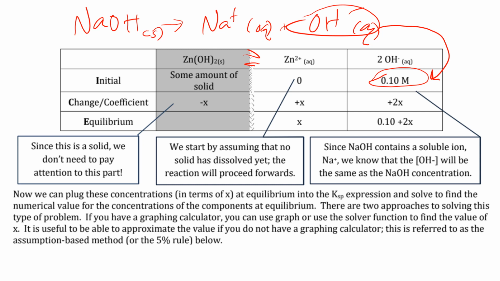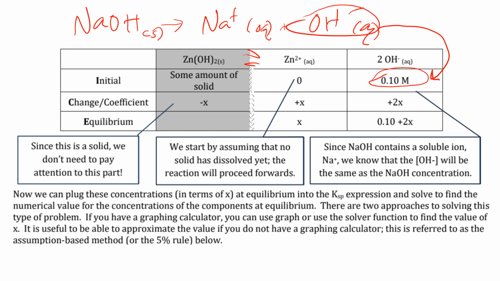So what does that mean? Well, we have to think about how much these things change by now. Looking at the zinc 2 plus, we're going to assume that it changes by x. From there, we can assume that the 2 hydroxide ions will change by plus 2x. So at equilibrium, we have x for zinc 2 plus and 0.10 plus 2x for the hydroxide ions.